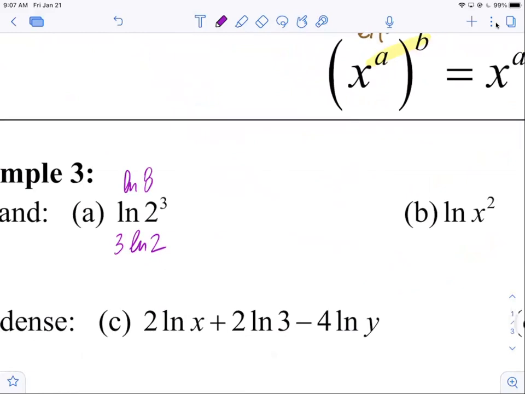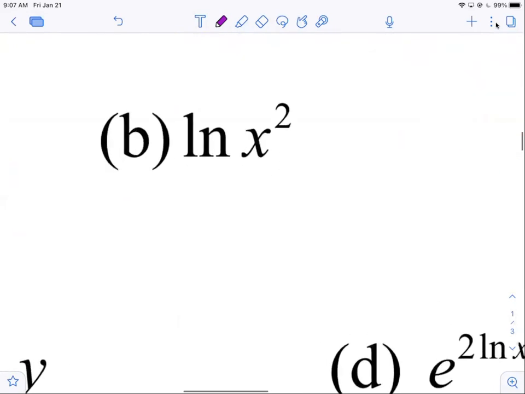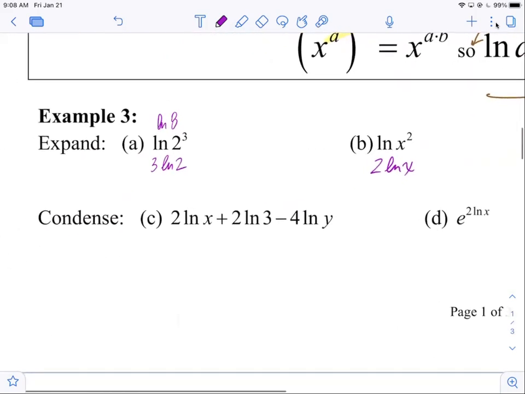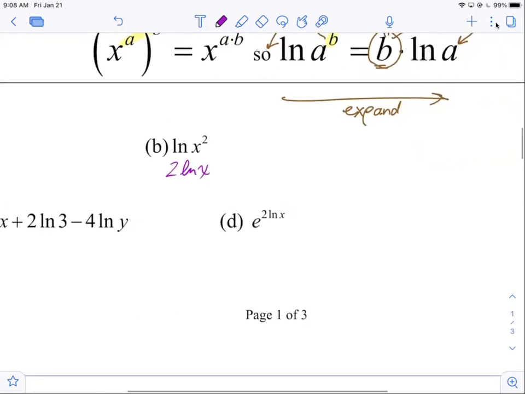Natural log of 8. 8's a huge number, right? But 3 natural log of 2, that's manageable. All right. The natural log of x squared. Well, that's the same as 2 natural log of x. That's nice right there, because look what it did. It took a quadratic and it turned it into a linear. Oh, that's nice. That's the power of the logs. It brings it down to a linear function. All right, we can do that all day long.